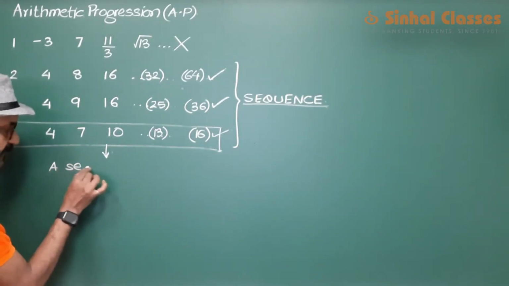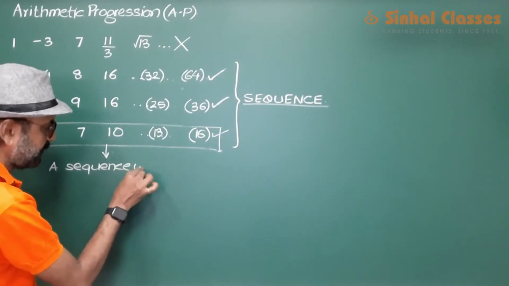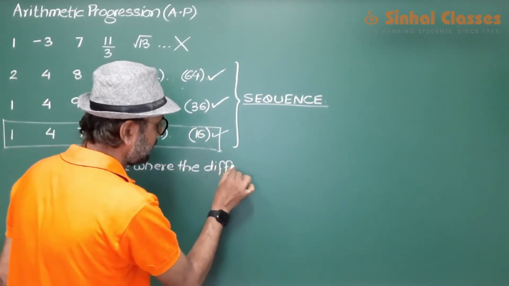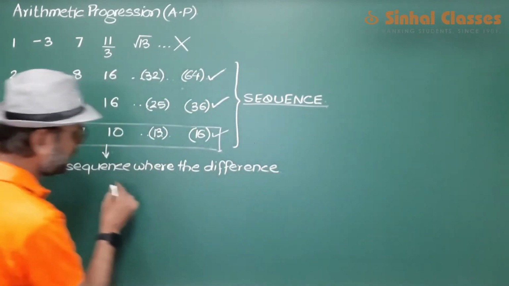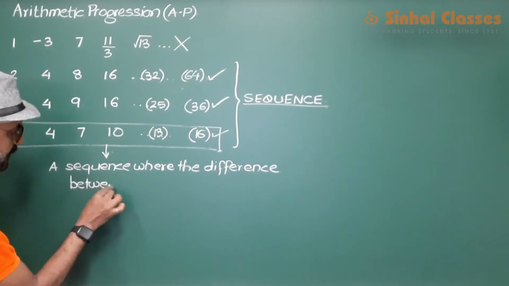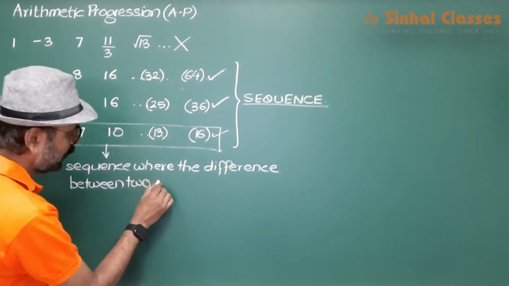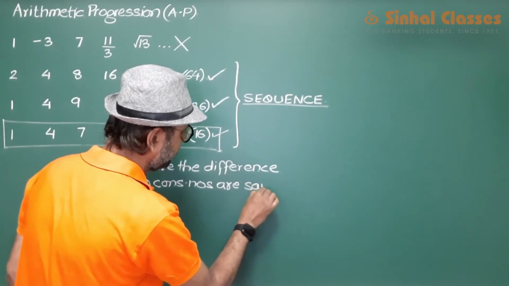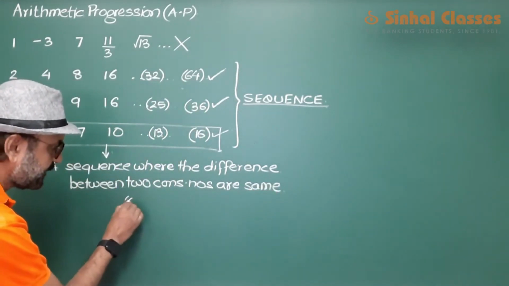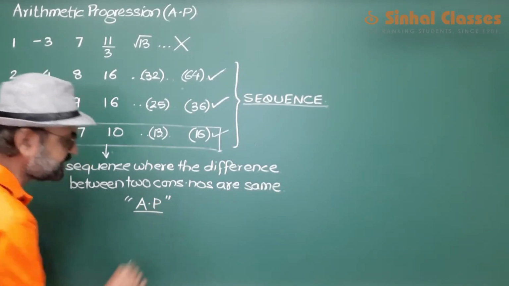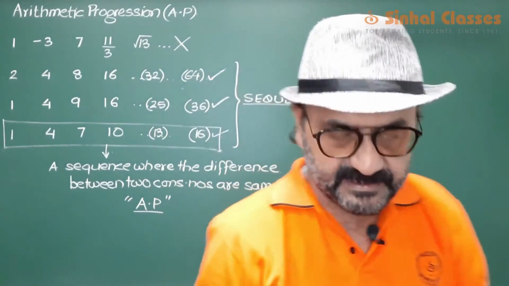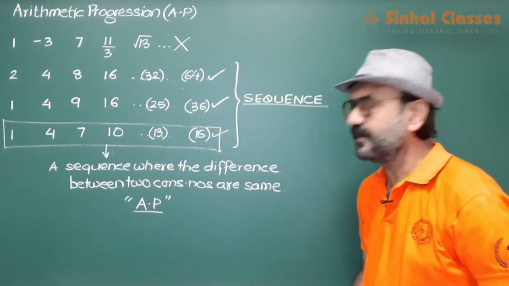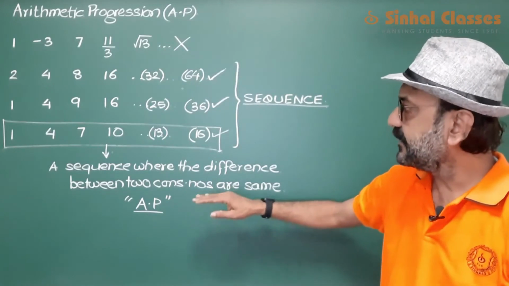So such sequences, a sequence where the difference between two consecutive numbers is the same is called an AP, is called arithmetic progression। तो बच्चों ऐसी सीक्वेंस जिसमें दो नंबर्स के बीच का डिफरेंस हमेशा सेम होता है, ऐसी सीक्वेंस को हम कहते हैं AP। Alright, so this is the beginning of AP.